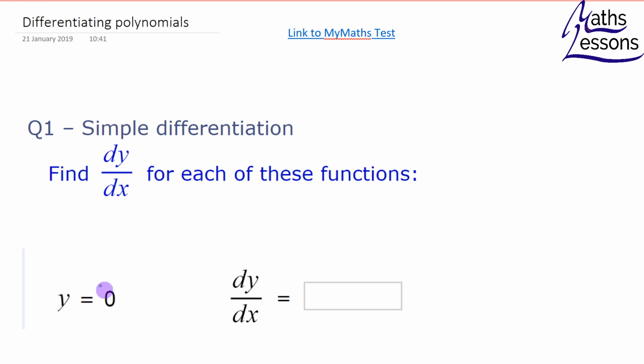Now this is y equals 0, which causes a lot of confusion for students. Let's just think about what happens with y equals 0. So y equals 0 is actually this line here, the x-axis. There's y equals 0, if I draw it on top of that in red. Okay, that's the line y equals 0, and we can see the gradient of that is always 0. Y equals any number always gives us a gradient of 0. So therefore, the derivative of that is equal to 0.